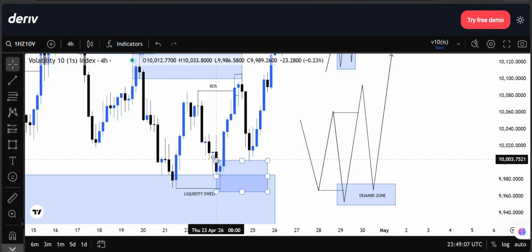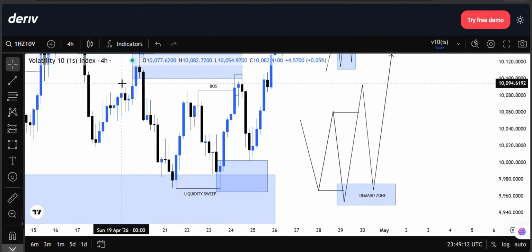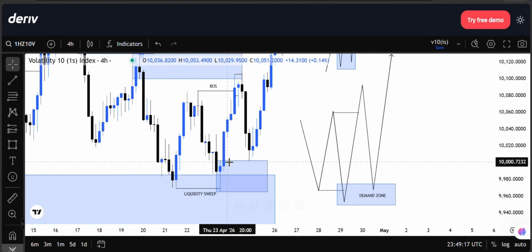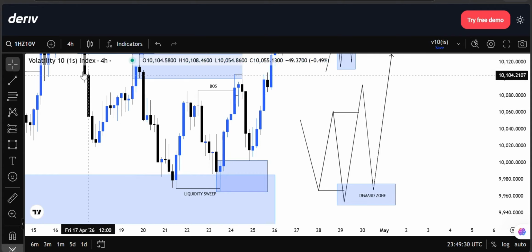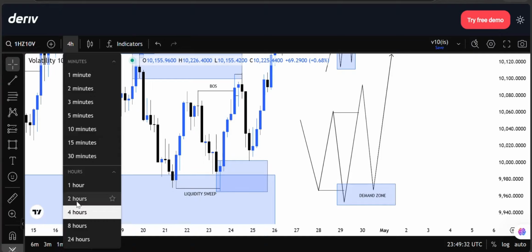So price tapping now. This is a 4-hour time frame. Remember, we can go down to a lower time frame to have a more refined entry. So look for a way to refine our entry further, refine our order block further, so as to minimize risk. Of course, you know that the higher the time frame, the higher the risks. The lower the time frame, the lower the risks. So let's go to our 2 hours time frame.